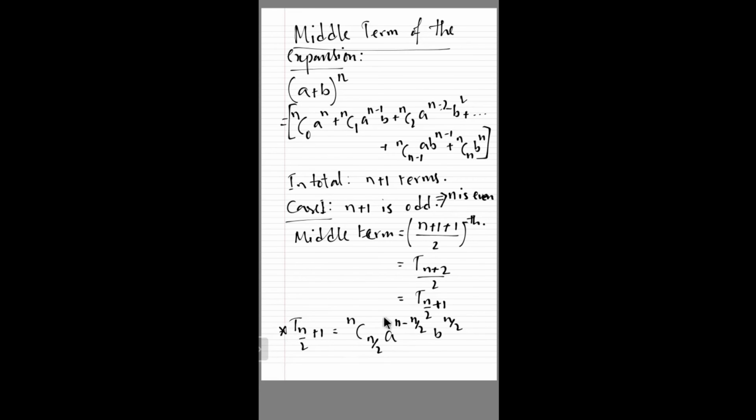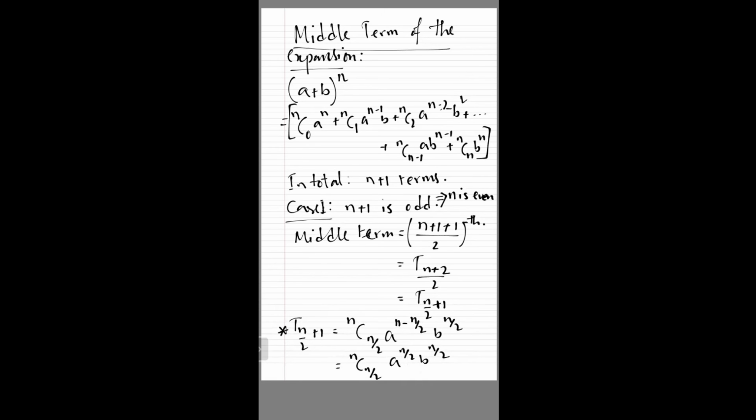Also we are finding the expression for the middle term as nC(n by 2) a to the power n minus n by 2, and this you can also write in a simple form, nC(n by 2) a to the power n by 2 b to the power n by 2. Okay. So I think this is very much clear.